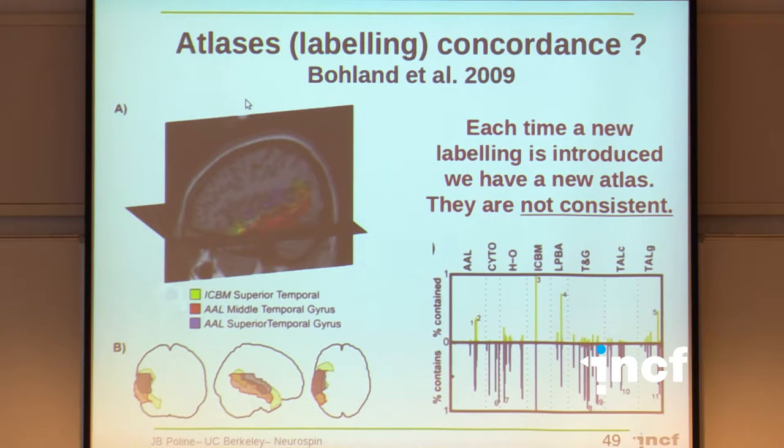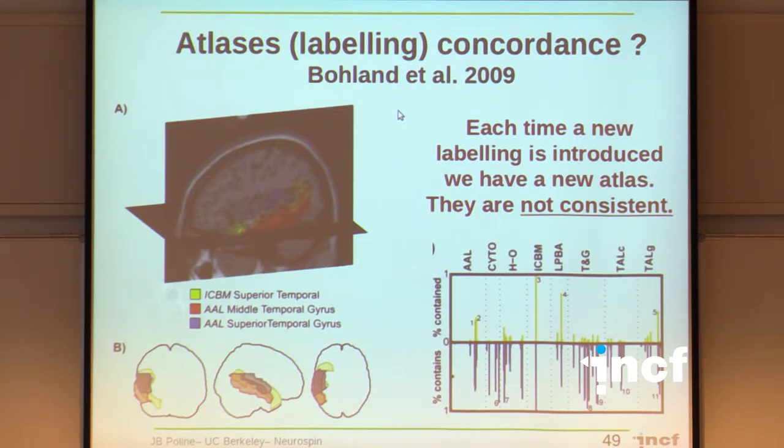And there are several labelings in the community. People have labeled the structures in the brain in different ways, and one of the things the neuroinformatics community should work on is how to get consensus on those things. There's a beautiful study by Boland that showed that, looking at 8 different atlases, you have serious matching problems.